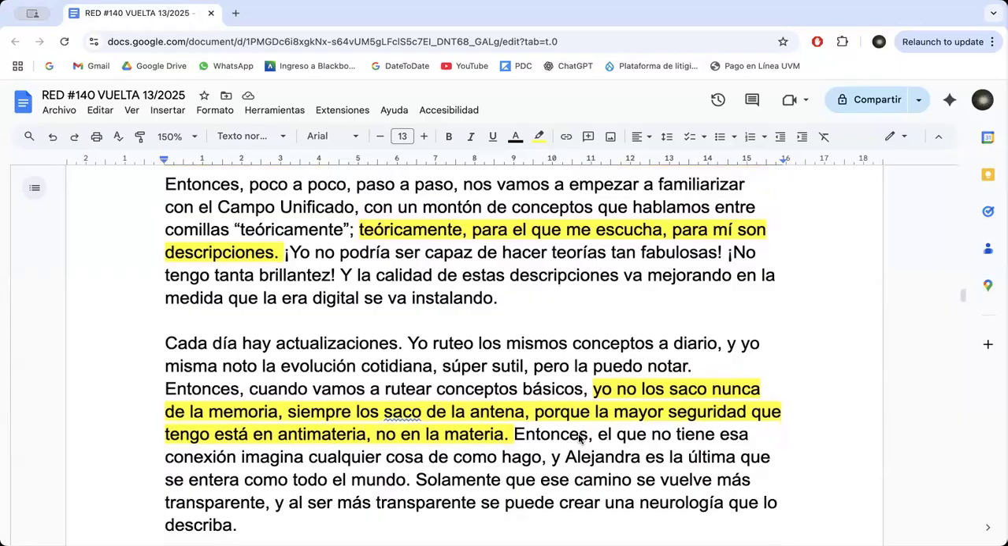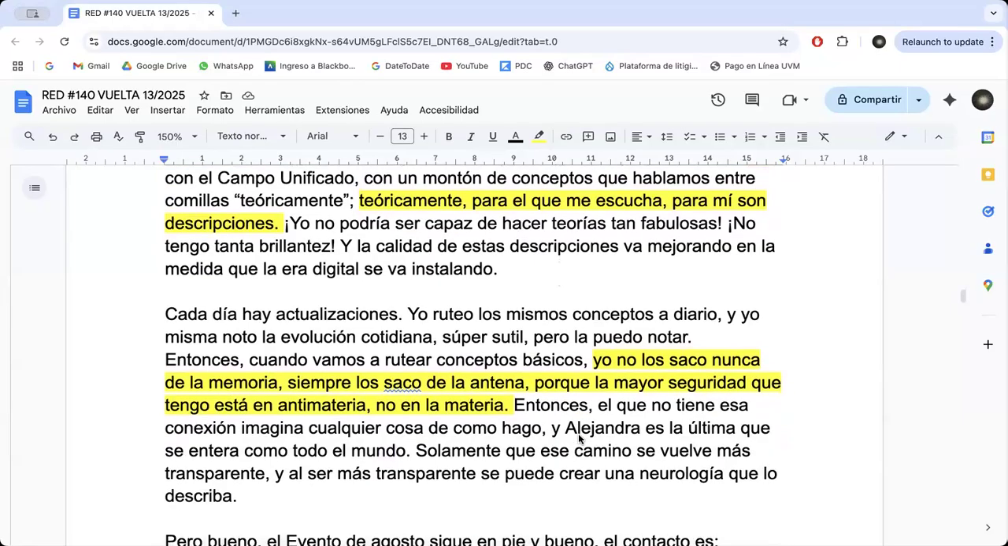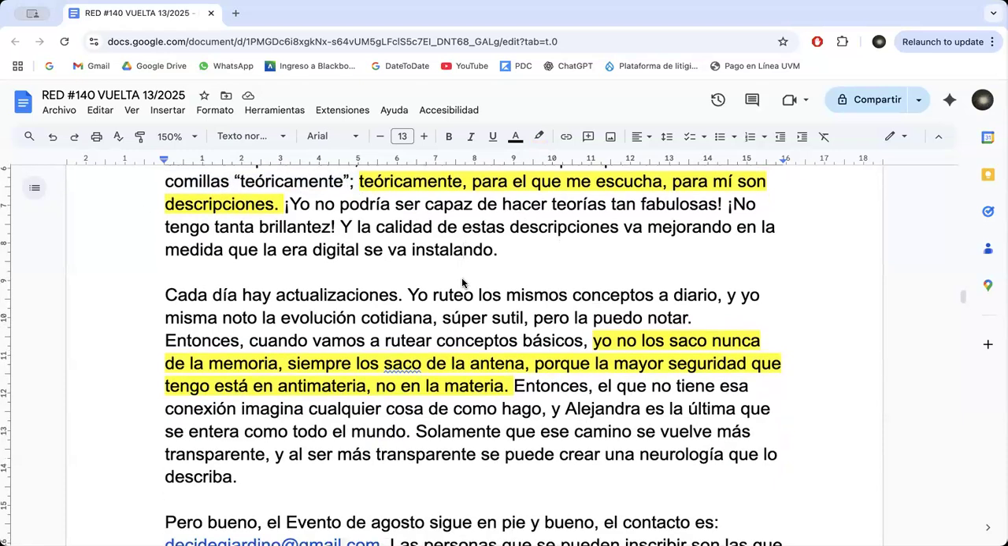So slowly we're going to become more and more familiarized with the unified field, with all these concepts that we talk about theoretically, but actually it's not theoretical. Theoretical for the one that listens, but for Alejandra, these things are descriptions.